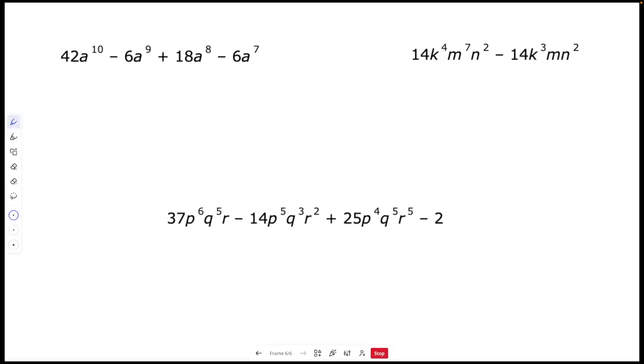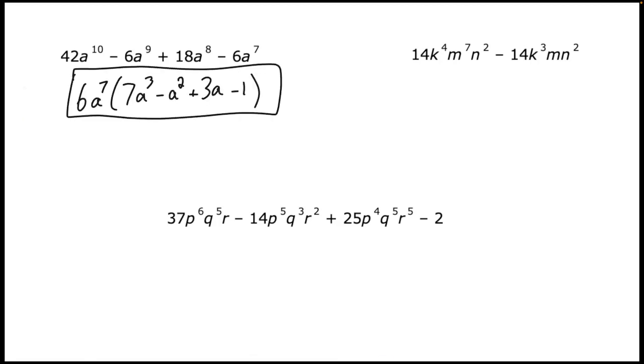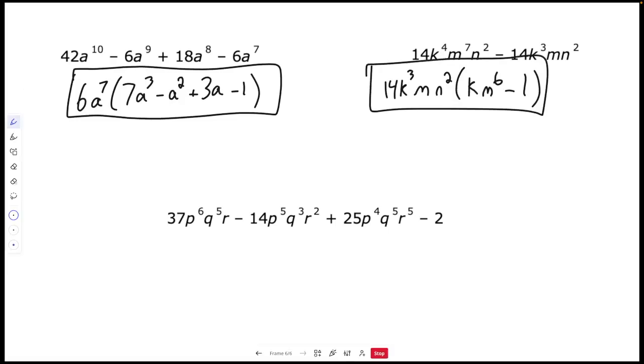Okay, now that you've had time to work these problems, let's check your solutions. Okay, for the first problem, you should have gotten 6a to the 7th, parentheses 7a cubed minus a squared plus 3a minus 1. For the second problem, you should have gotten 14k cubed mn squared, parentheses km to the 6th minus 1.